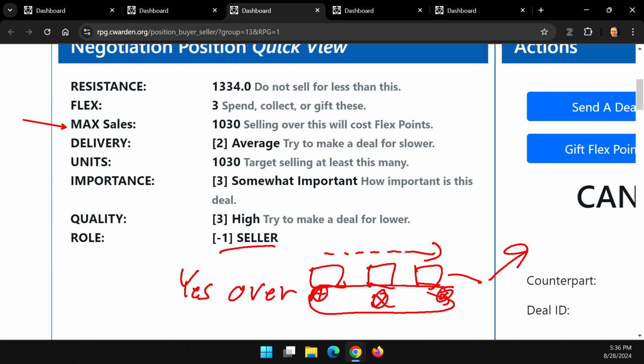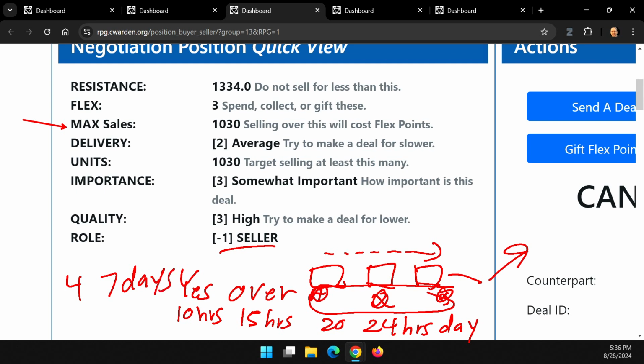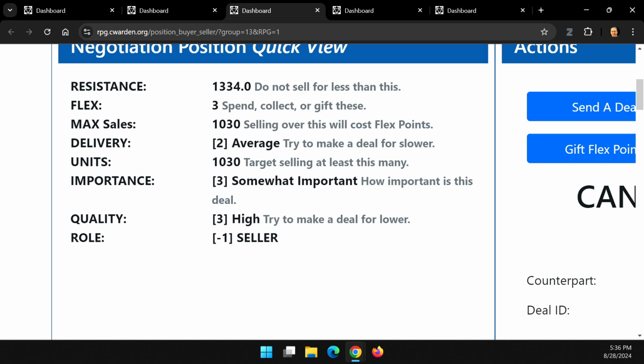The factory usually runs maybe 10 hours a day or 8 hours a day, but you can increase that. You could run for 15 hours a day, or you could run for 20 hours a day, or you could run for 24 hours a day, and you would produce more. Maybe you run for 3 days a week, and now you can run for 4 days a week, or even 7 days a week. And if you do that, you would produce more and more. So, the seller can go over the maximum sales, yes.